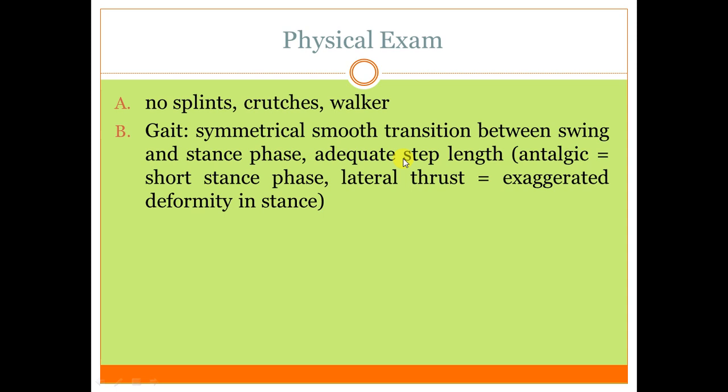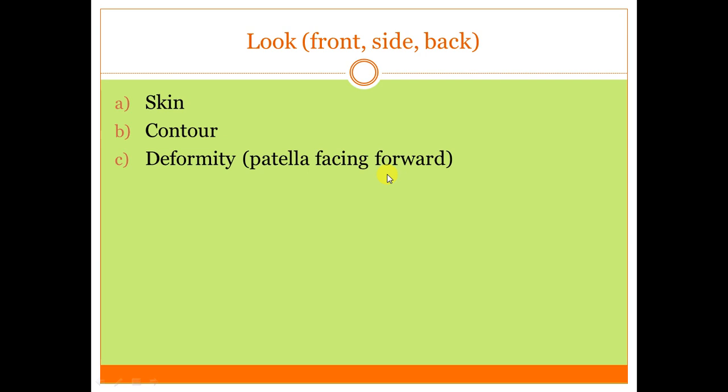For example, knee genu varum with ligamentous laxity. This is an exaggerated deformity in the stance phase. Also, you will comment on whether he has splints or a walker or crutches and so on. Then going to inspection. Inspection, as usual, front, side, back. As usual, skin, contour, deformity.